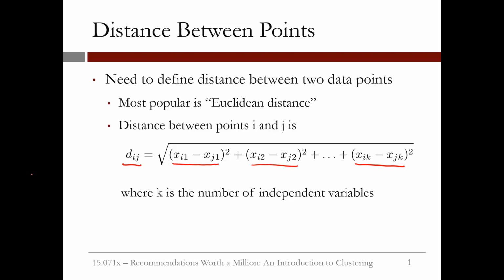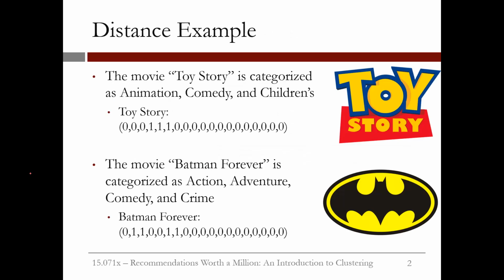Let's see how this works by looking at an example. In our MovieLens dataset, we have binary vectors for each movie, classifying that movie into genres. The movie Toy Story is categorized as an animation, comedy, and children's movie. So the data for Toy Story has a 1 in the spot for these 3 genres and a 0 everywhere else. The movie Batman Forever is categorized as an action, adventure, comedy, and crime movie. So Batman Forever has a 1 in the spot for these 4 genres and a 0 everywhere else.